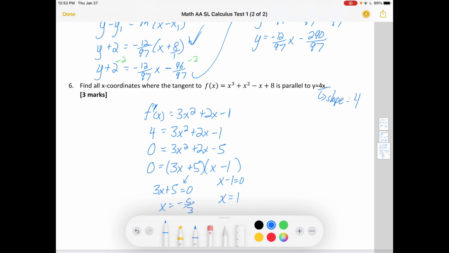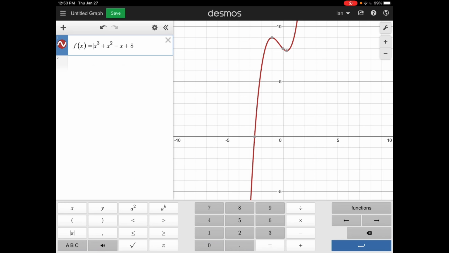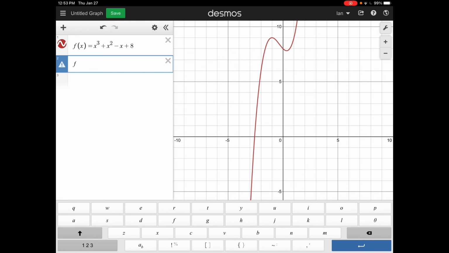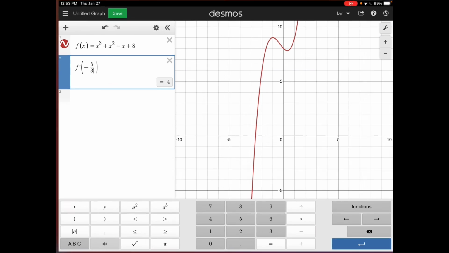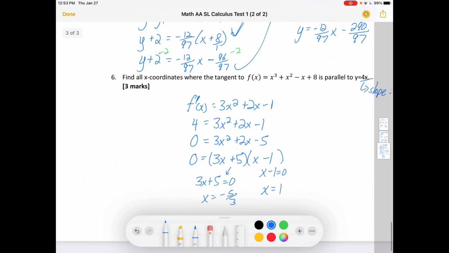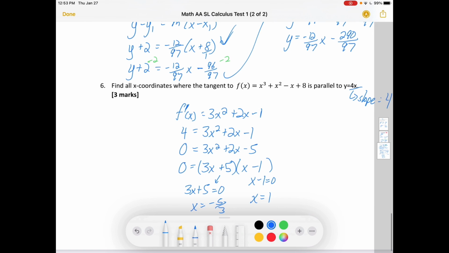Let's just go and check that one out quickly. So we can type in f of x, and then we can find f prime at x. And you can do this on your GDC too, using the dy by dx button. F prime, and we can just tell it about some numbers. What's the slope at 1? Tells us it's 4. We do the same thing. What's the slope at negative 5/3? Bam, it's 4. Okay, so we know we're correct. And those are the solutions to this test.